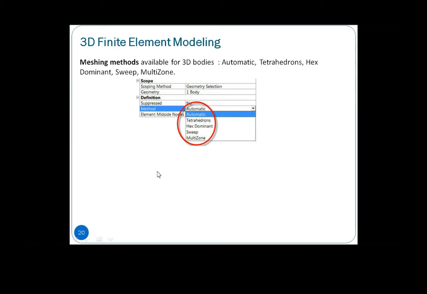is more towards something similar to automatic. Sweep is for a sweepable body. If your model is a piping that you model by sweeping along a line, let's say a curved line, then in terms of discretization they will also use the sweeping method to discretize into 3D elements. So we will look into this.